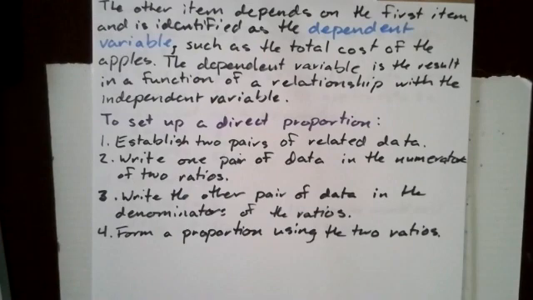To set up a direct proportion, first, establish two pairs of related data. Second, write one pair of data in the numerator of two ratios. Third, write the other pair of data in the denominators of the ratios. Then fourth, form a proportion using the two ratios.